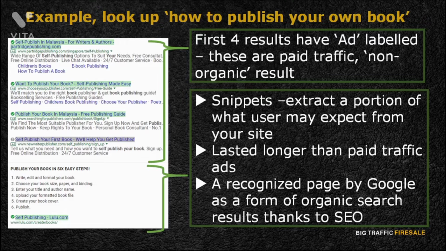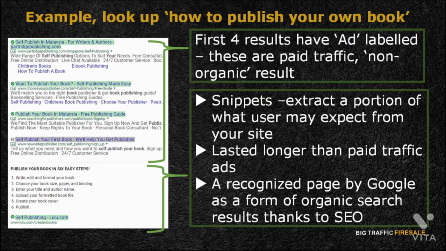As you can see, the first 4 results have ad labeled beside their link. These are paid traffic ads or simply non-organic results. Further down, as mentioned before, you may even see snippets linked to a site. According to Google, snippets are programmed to extract a portion of what users would see on your site. This featured snippet helps boost the user's attention to your site. This is what most online marketers are aiming for because it lasts longer than paid traffic ads.